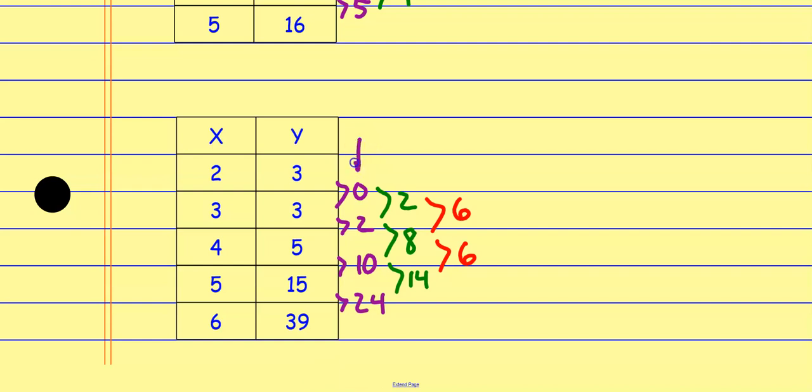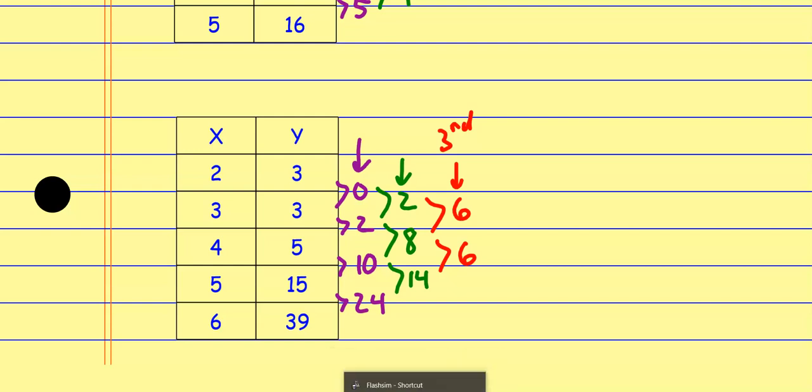See, this was the first difference. This is the second difference. And this is the third difference. So because the third was the one that was common, that was the same, this is a third degree polynomial.